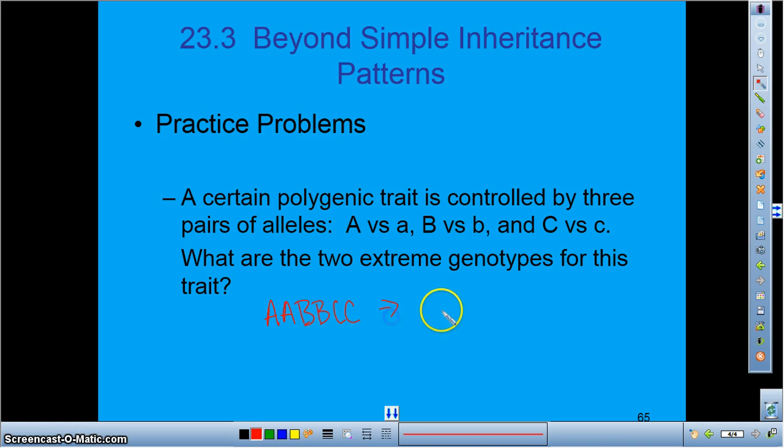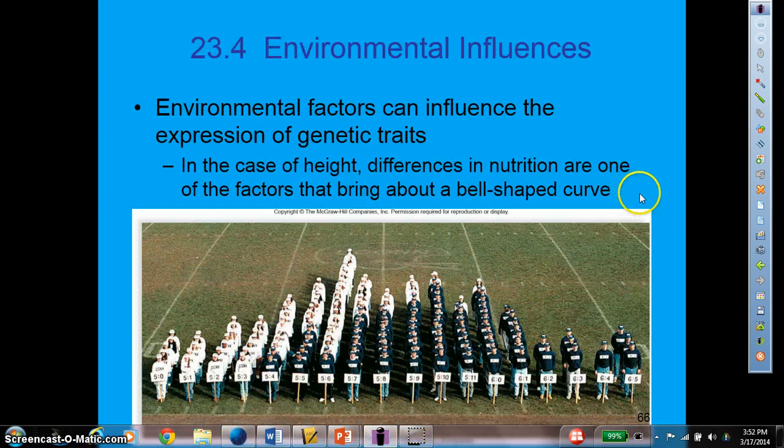And that means that the extreme on the other end is going to happen when all of the alleles that show up are recessive. The last that we're going to take a look at are environmental influences. Environmental factors can influence the expression of gene traits. In the case of height, differences in nutrition are one of the factors that bring about a bell-shaped curve. And you just have a visual representation of a graph.